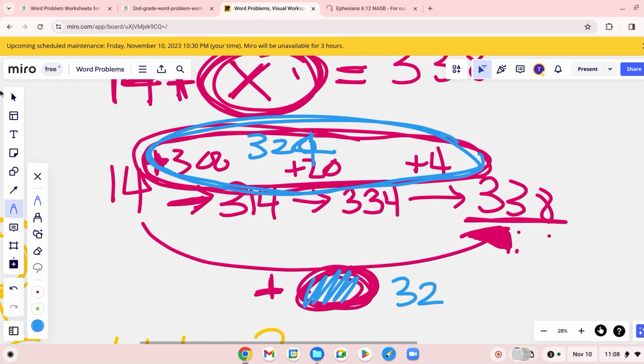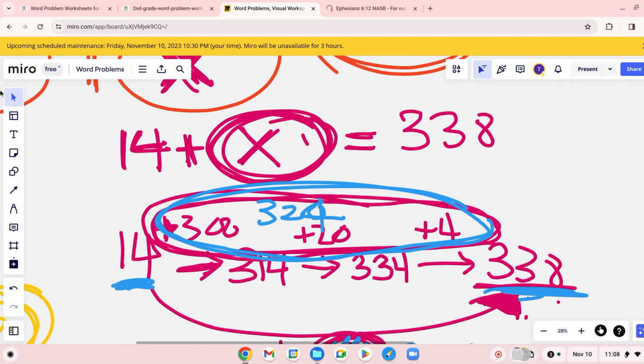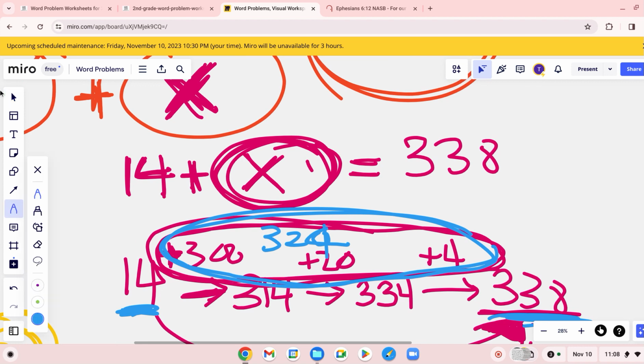So what's the total? 324. So you start at 14. You have to add how much more to get to 338? 324. Correct. So now we know X is 324. That's how much we need to get from 14 to 338.